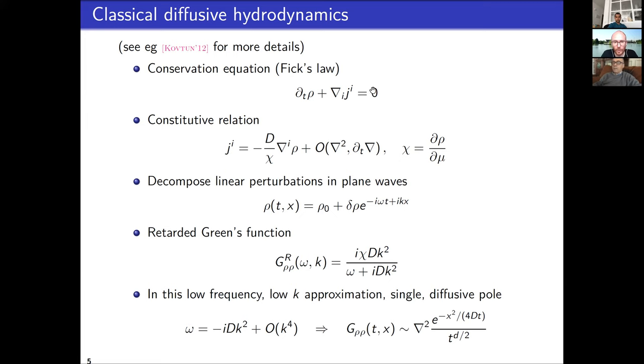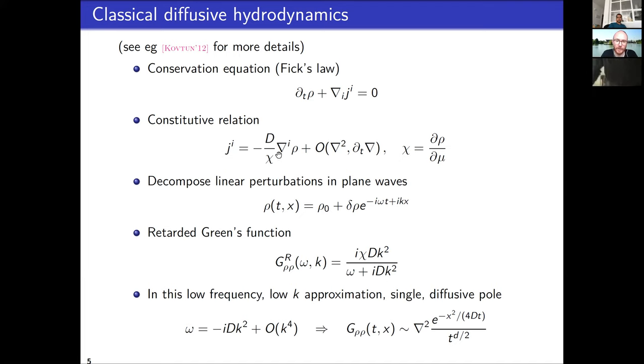Now, obviously we don't know enough about that equation to solve it just yet, because we don't know the relation between J and rho. This is what we need to do, and this is where hydrodynamics comes in. Hydrodynamics tells you that you can expand the current in terms of gradients of the charge. This is a so-called constitutive relation.